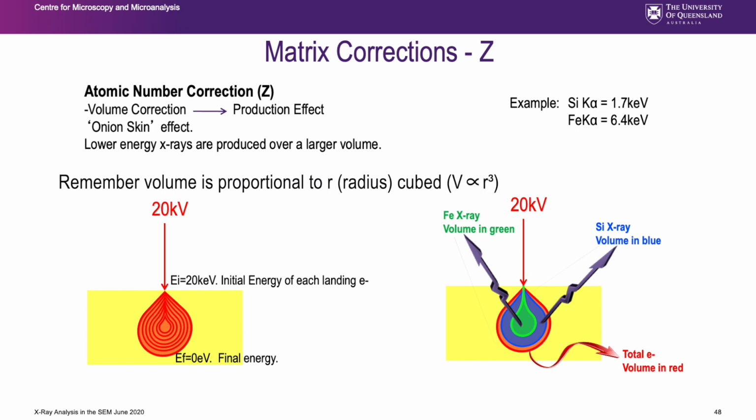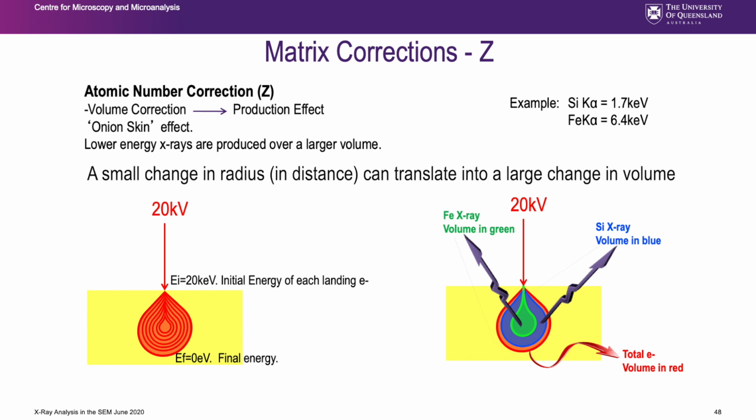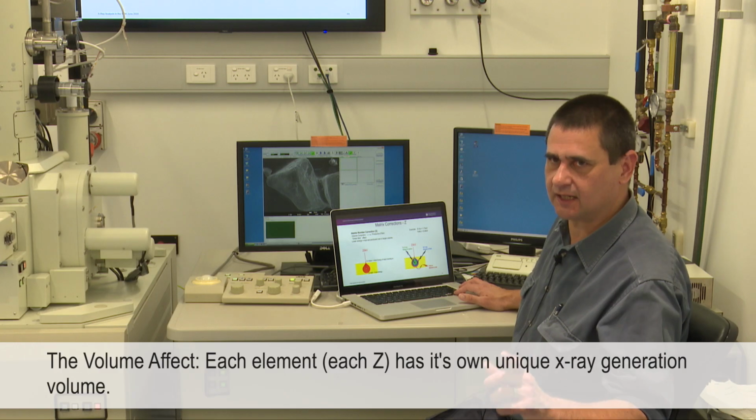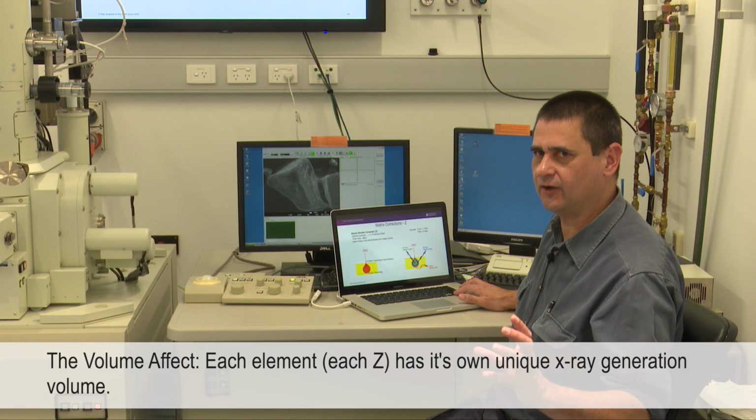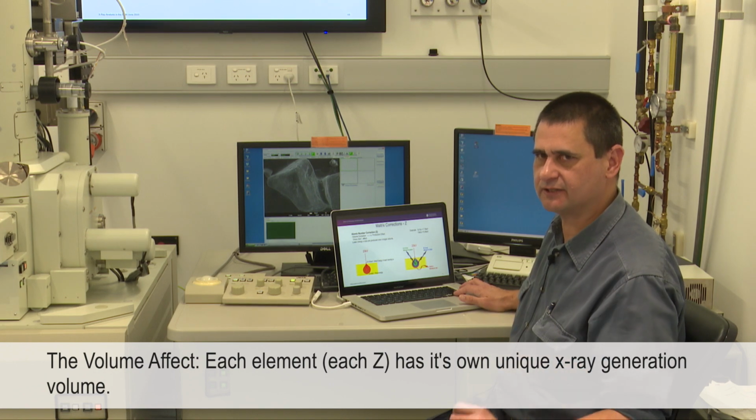And don't forget it's a volume. If you remember, volume is r cubed. So a small change in radius, in distance, can actually translate, because it's a cubic function, into a large change in volume. It can be quite significant. So that's the volume effect. Each element, each Z, has its own unique X-ray generation volume.